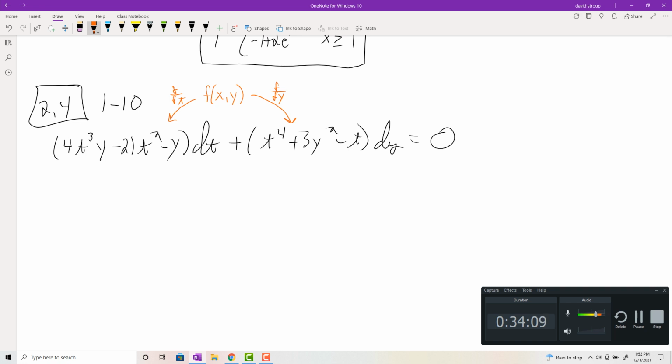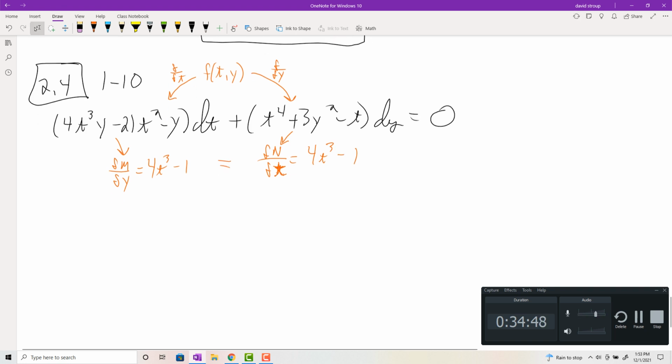And so we have this process for figuring out what f of x, y is, and that's what we're after. In this case, it's f of t, y, though. So let's make sure it's exact. I have to take the derivative of this first guy with respect to y. So it's going to be 4t cubed minus 1. And then take the derivative of the other guy with respect to x, or in this case t, and it's 4t cubed minus 1. So these are the same, so it's exact.